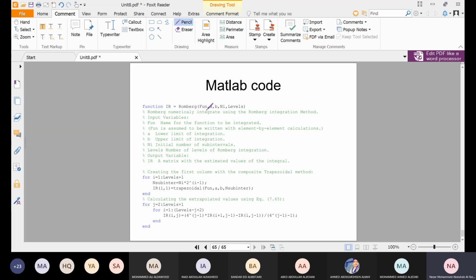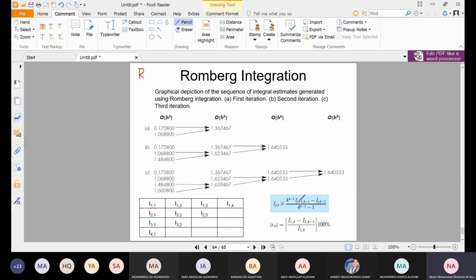We have the function here, and the function and the boundaries here, and this is the level. The number of intervals is defined here. The trapezoid rule is used, and after that Romberg, and you can see how you can use it. This is the code, how we use it here. It is especially developed as an algorithm.